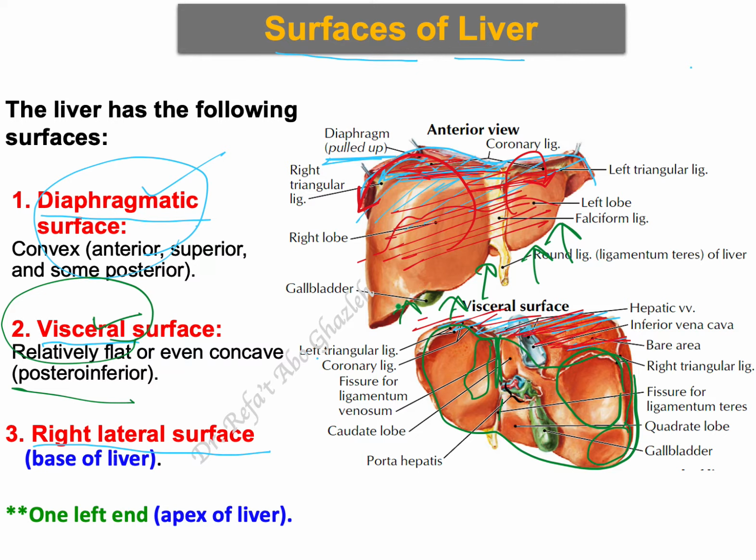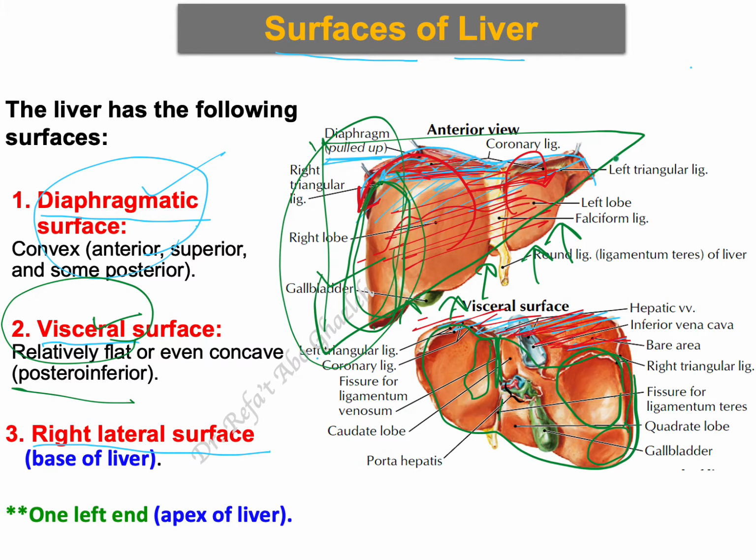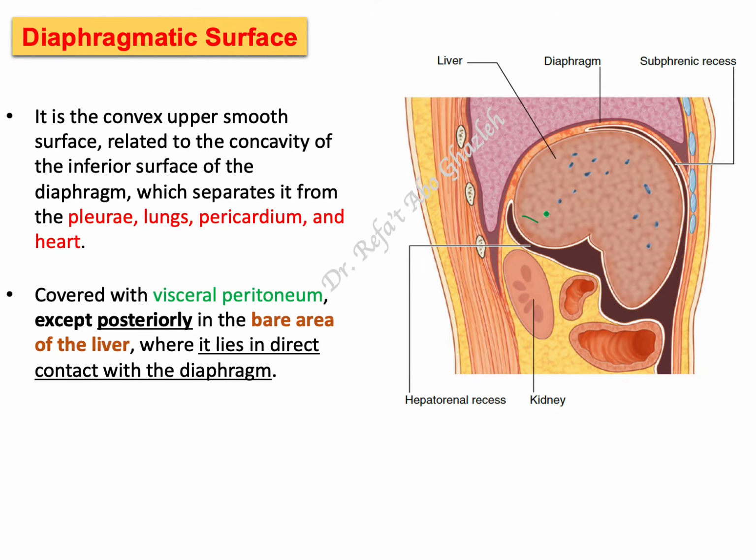Now, that was the visceral surface. Now, what about the right lateral surface? Okay, this is the right side of the liver, and this is the lateral part of it. So this is the right lateral surface. Sometimes they call it the base of the liver because they look at the liver as a triangle, or like a triangular shape. So this is the base, and this is the apex on the left side of the liver.